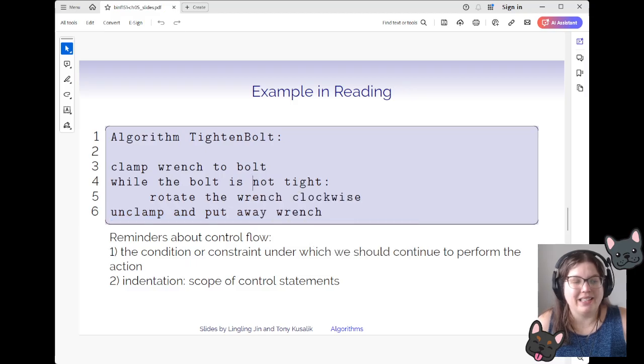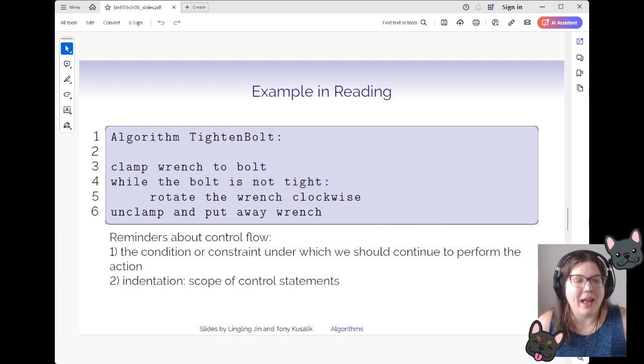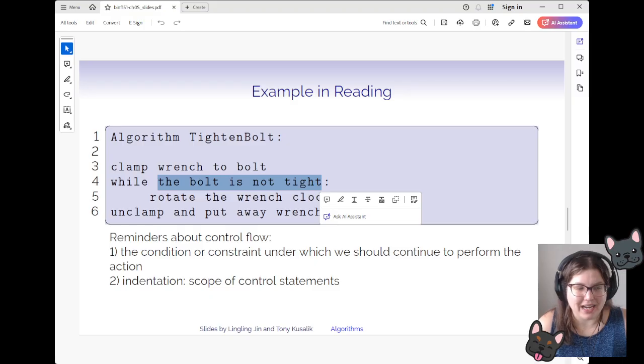So when this is no, and this is where it gets a little confusing because we can have lots of nots and yeses and nos and everything. So when the bolt is not tight, the reverse of that is when it's tight. So this would be a no when the bolt is tight.